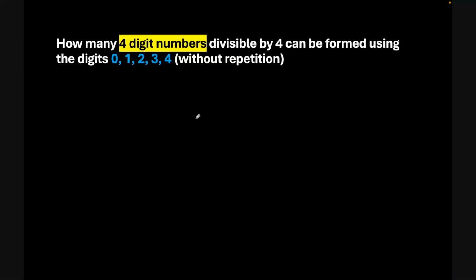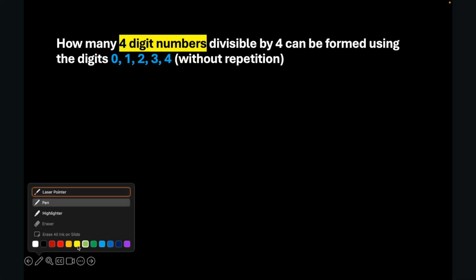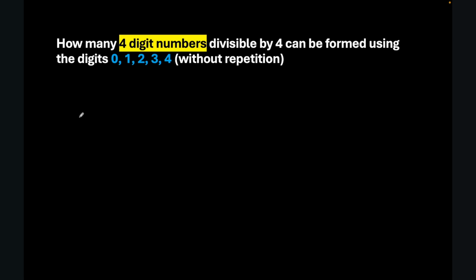Alright, so let's go to the next question. How many 4-digit numbers divisible by 4 can be formed using the digits 0, 1, 2, 3, 4? Okay? The only difficult part is figuring out how to create a number divisible by 4. Okay? To create a number divisible by 4, the last 2 digits must be divisible by 4, which means, let me change the color now. Let's take red.